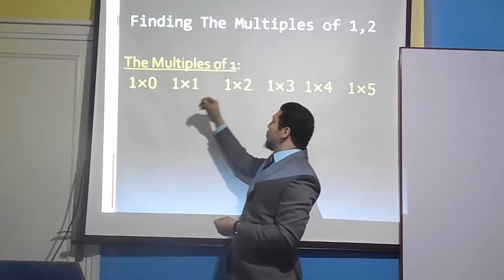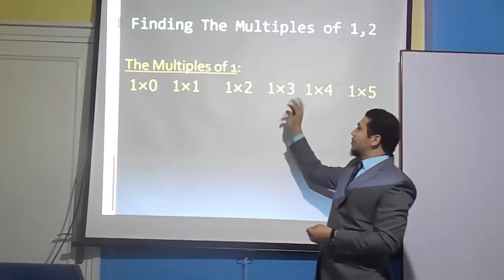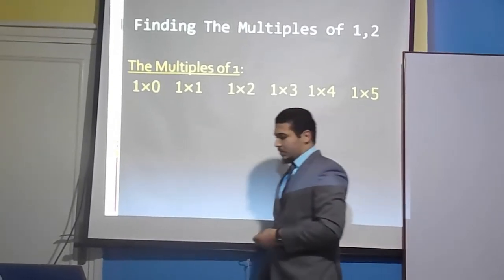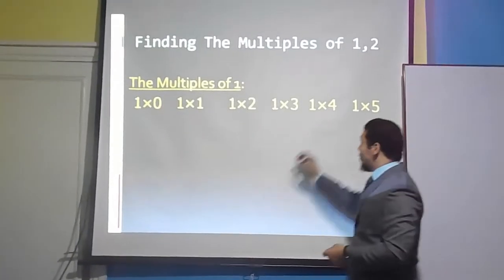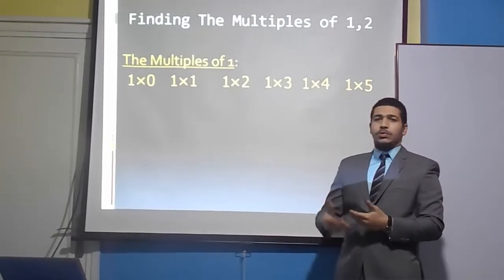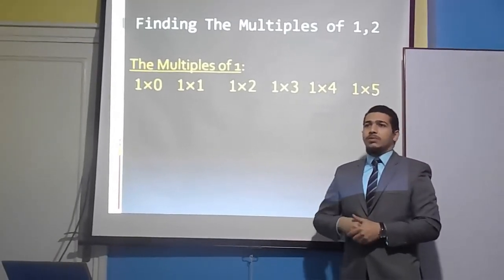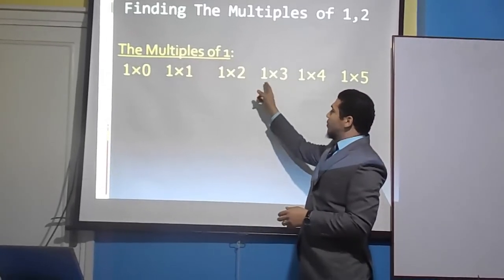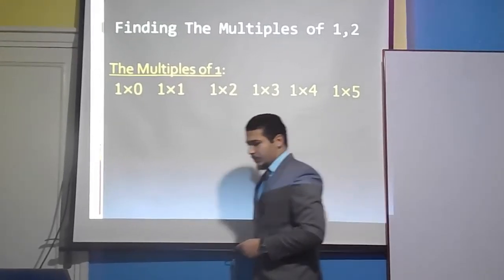1 repeated 1 time, 1 repeated 2 times, 1 repeated 3 times, 1 repeated 4 times. This is not the last one. We must know we can continue infinitely. Any integer times 1 gets the multiples of 1.